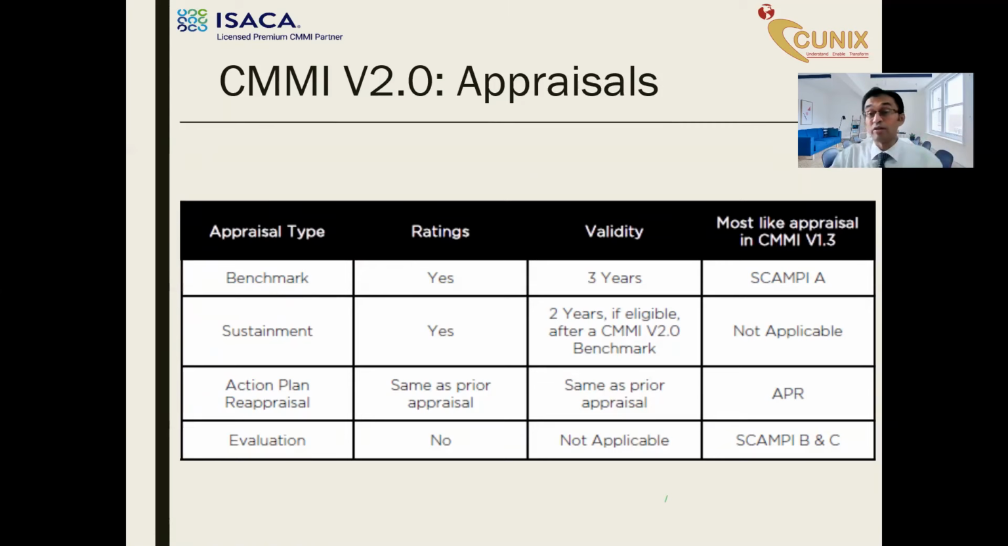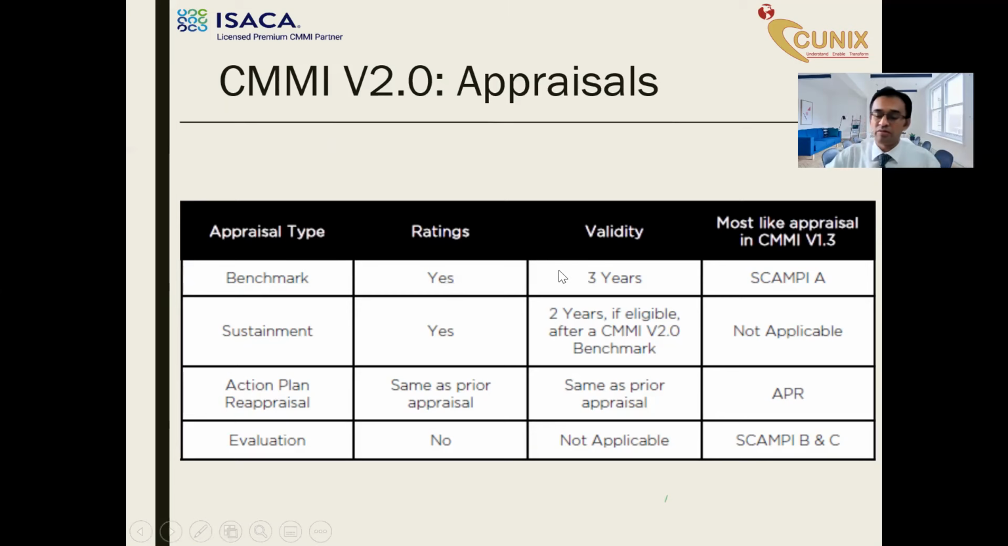So you get an extension. If the results are positive, you get 2 years. So now your validity becomes 5 years total. At the end of the 3rd year, you get 2 years of extension, and then you can continue with the same maturity level. But you can do that maximum twice. Otherwise, obviously, companies will just go on doing that. And after the second sustainment appraisal, you have to finally go for the benchmark appraisal as well.